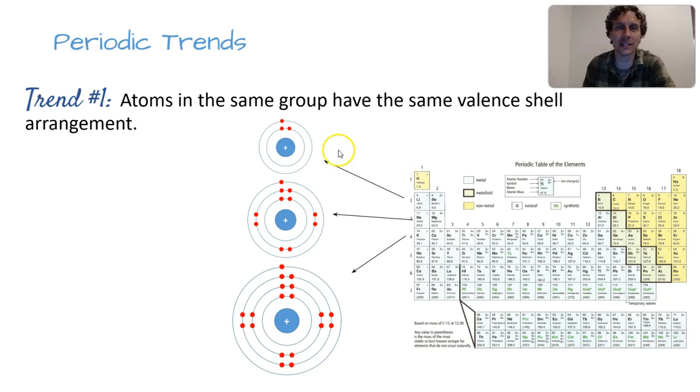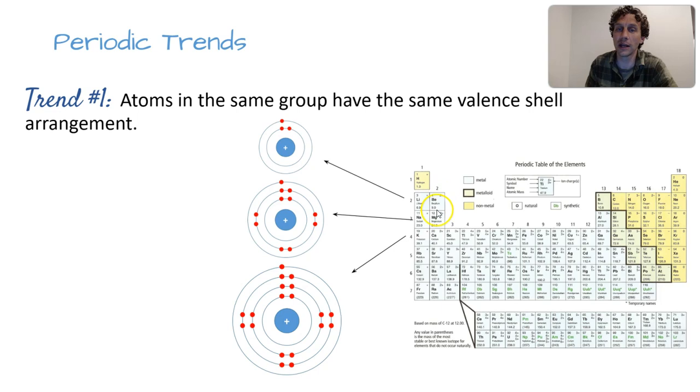Number 1, atoms in the same group have the same valence shell arrangement. Here's lithium and sodium and potassium. They're all alkali metals. And it says here, if they're in the same group, they have the same valence shell arrangement. Well, what do you notice about their valence shell arrangement? They'll have 1 valence electron.